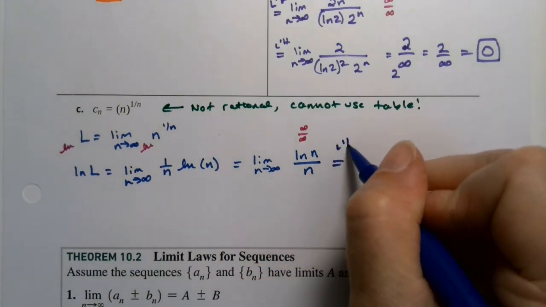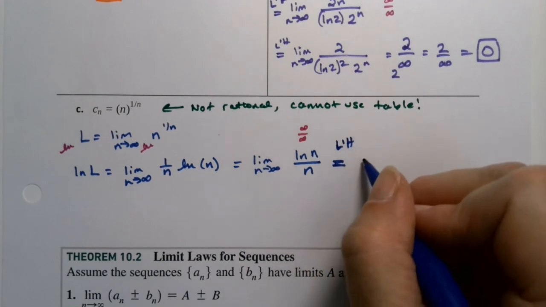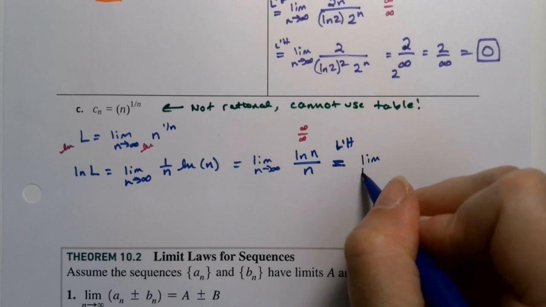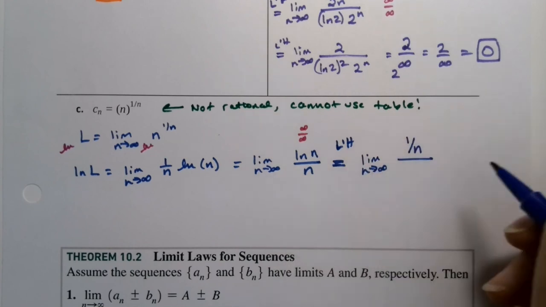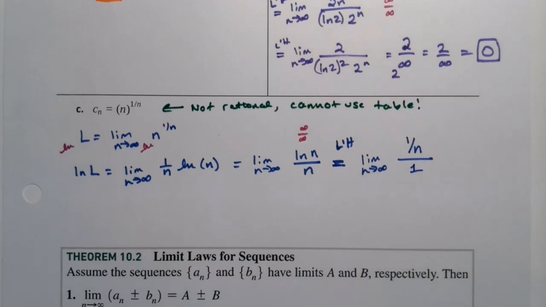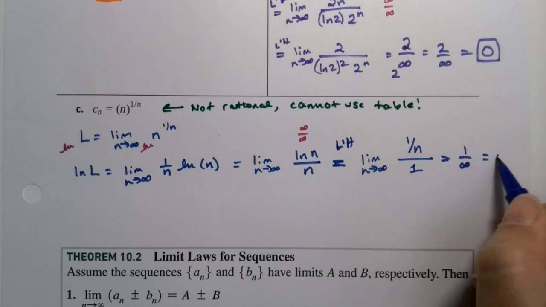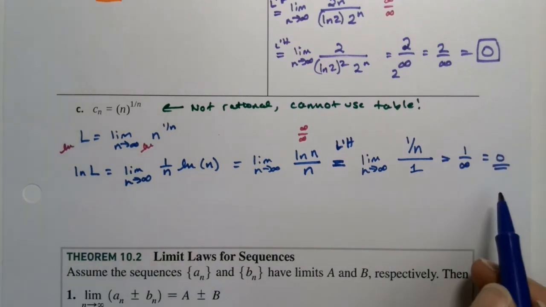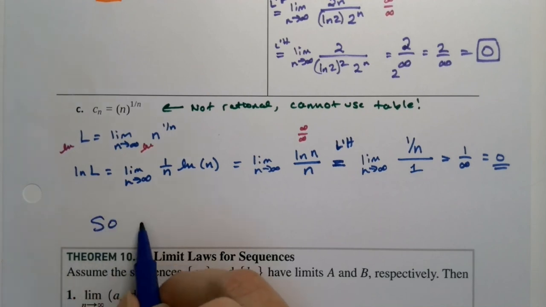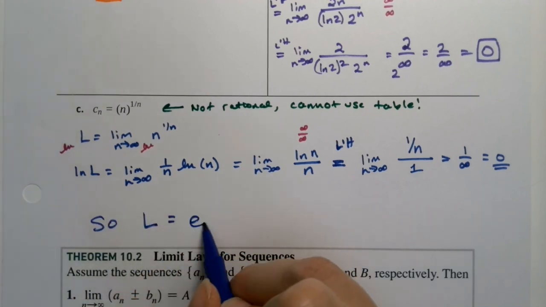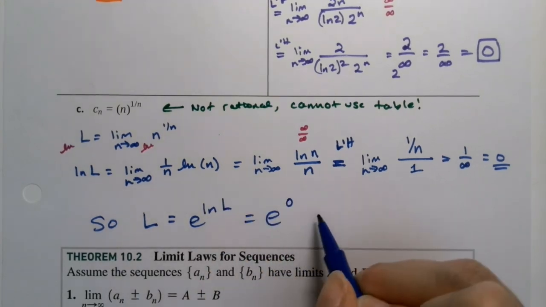So let's use L'Hopital's rule. So put a little apostrophe, L apostrophe H, and then we'll take the derivative. So this is the limit as n goes to infinity of the natural log of n's derivative, which is 1 over n, divided by 1. So then I can put infinity in. It's 1 over infinity, which is 0. But remember, this isn't the answer. This was the natural log of the answer. So L, which is what I really wanted, is e to the natural log of L, which is e to the 0, which is 1.